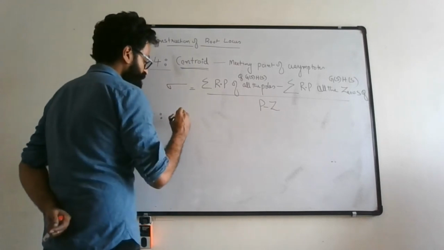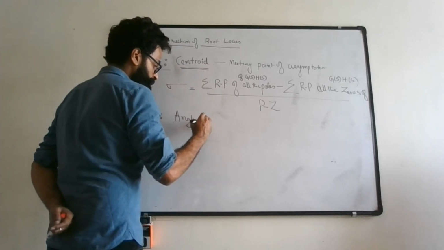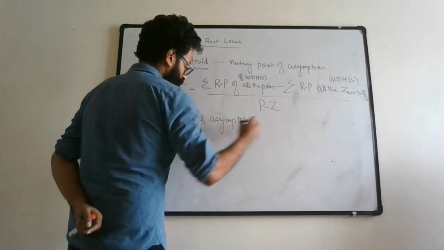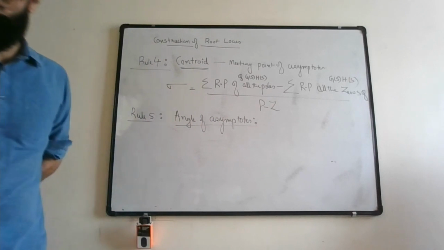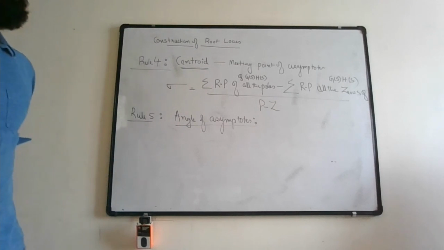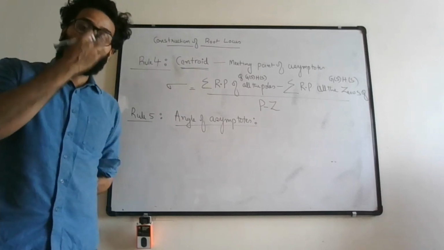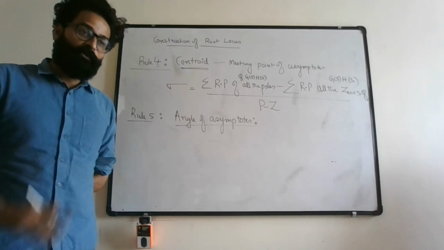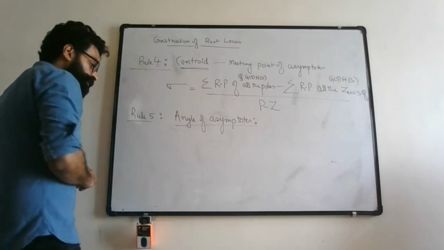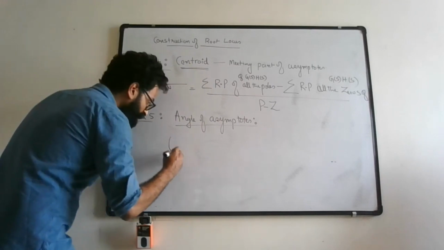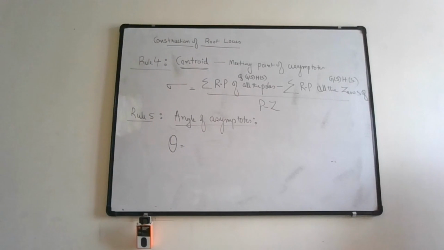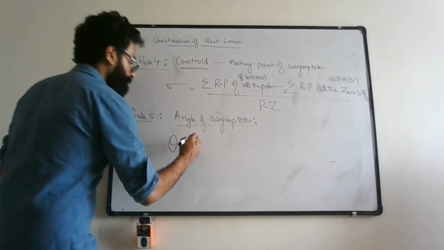Next, rule 5. Rule 5 is the angle of asymptotes. You know what asymptotes are, right? The guidelines for the branches of root locus which are moving towards infinity. Now, with what angle are you supposed to draw those guidelines? The angle of asymptotes is given using the following formula. The angle of asymptotes is denoted by theta, and theta is given by this formula.